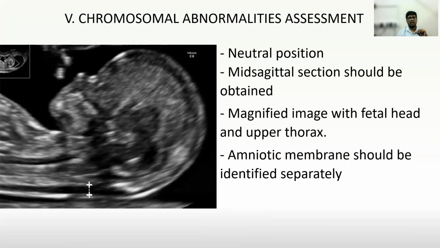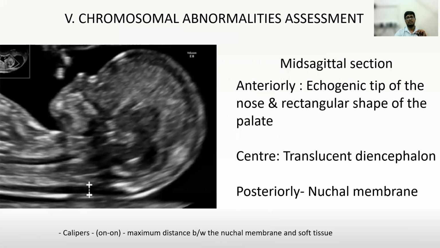After this, we have to get a plane which is in the exact mid-sagittal plane. As I told you, the anterior part of this will be the nasal tip here, the translucent diencephalon, and posteriorly the nuchal membrane. And the nuchal translucency thickness is the distance between the nuchal membrane and the soft tissue that is covering the cervical region. We should also make sure that the amnion is seen separately posteriorly. We should not confuse it with that.